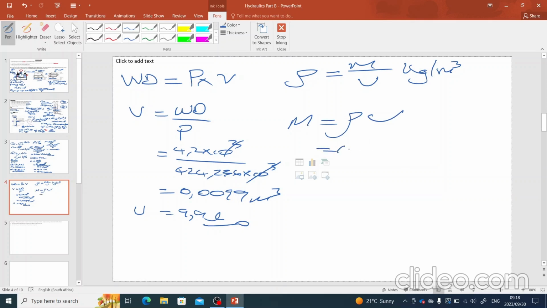Do we have density? Yes, it is 1,000, multiplied by the volume. Do we have the volume? Yes, we've calculated the volume. It will be multiplied by 0.0099. You don't use the liters. Like I said, our formulas are designed to accommodate the m cubed. Then our answer here would be 9,9 kg.